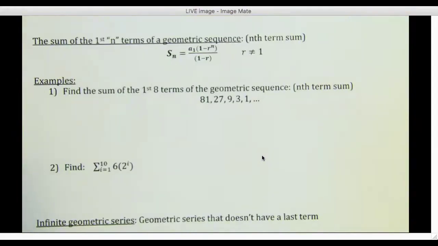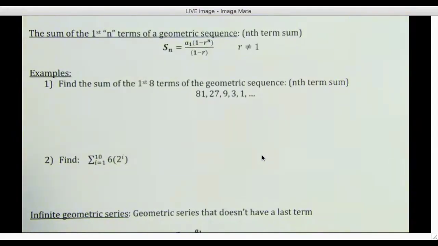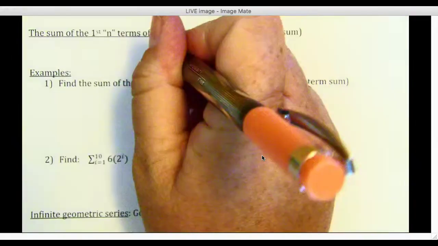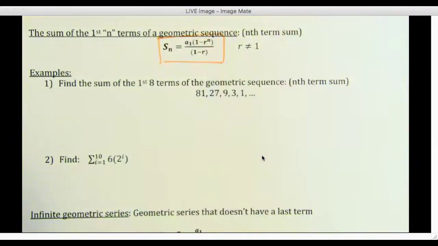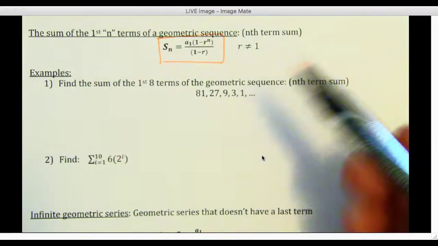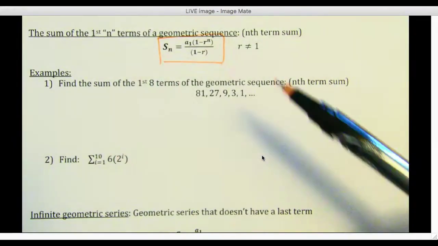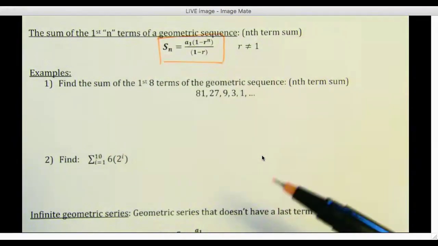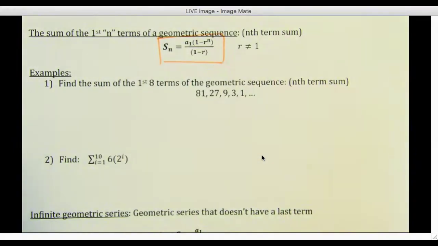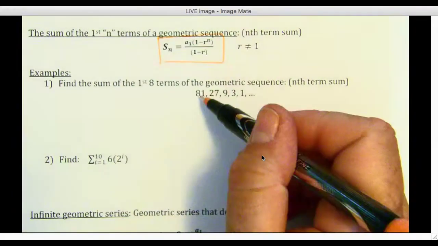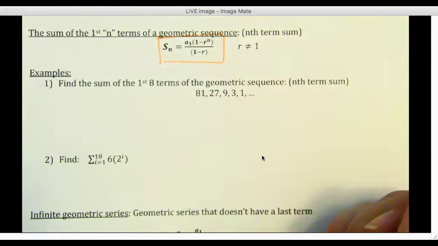All right, so the next one says the sum of the first n terms of a geometric sequence. And you can see here that this is the formula that we're going to use. You're going to need to know that. And so if we're adding up however many terms from a geometric sequence, this is the formula we're going to use. So this first example here says find the sum of the first 8 terms of the geometric sequence. And we start at 81 to 27 to 9 and so on.